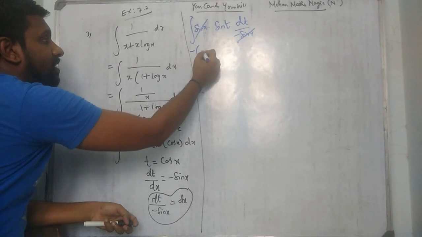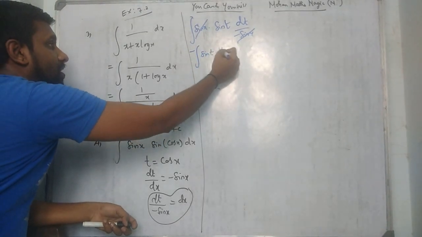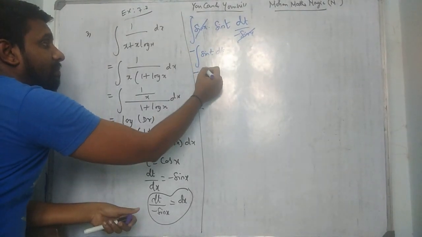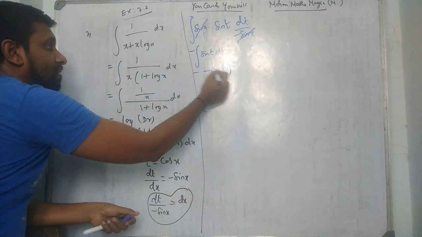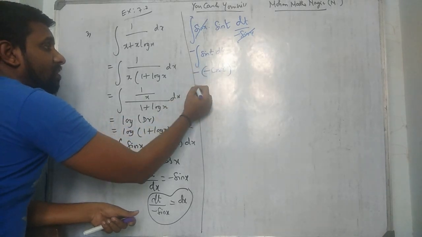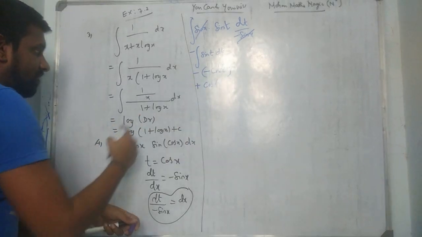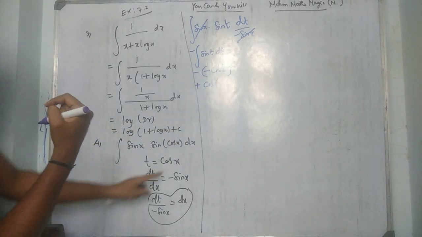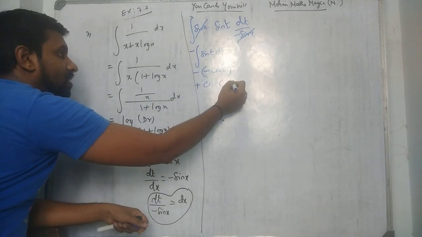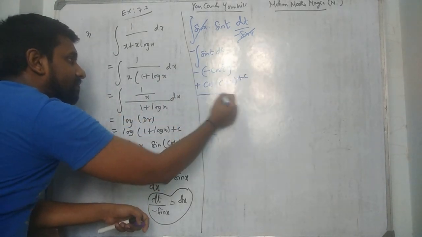So minus integration of sin t dt. Integrating sin gives minus cos, but in place of x I have a t. Minus into minus is plus cos. In place of t, what do I have to substitute? cos x. So the answer is cos of cos x plus c.